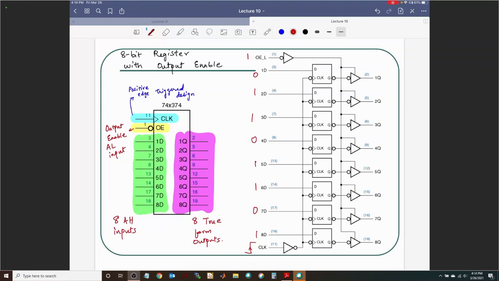Oh no, come on. This guy is 1. You have not enabled the output. High Z, yes. Everything is high Z. The outputs are not connected to the flip-flops right now because output enable is high. It is an active low input. So everything is high Z there, right? So I suppose you can see that.